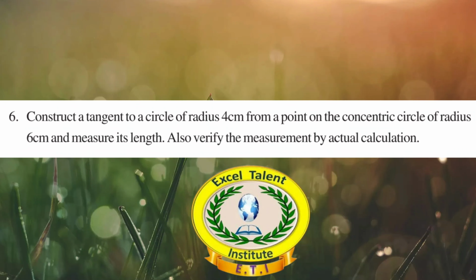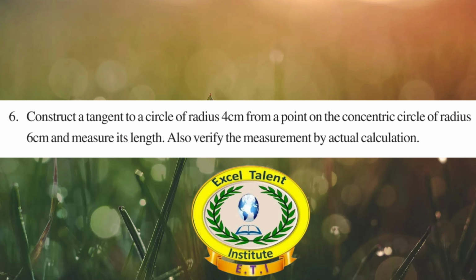Sixth problem: construct a tangent to a circle of radius 4 centimeter from a point on the concentric circle of radius 6 centimeter and measure its length. Also verify the measurement by actual calculation. So they have given two circles. We have to draw two circles from the same center. Why? Because they are saying that they are concentric.